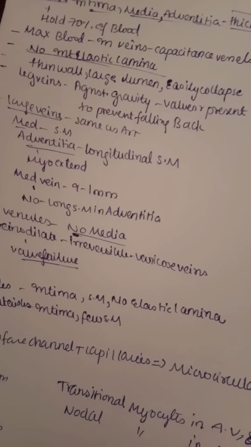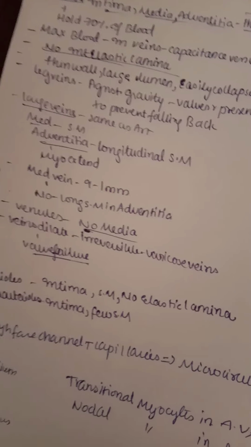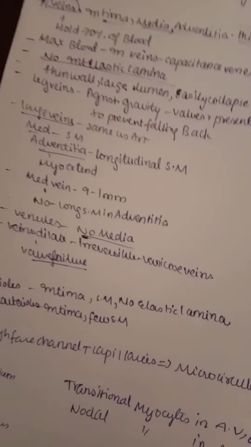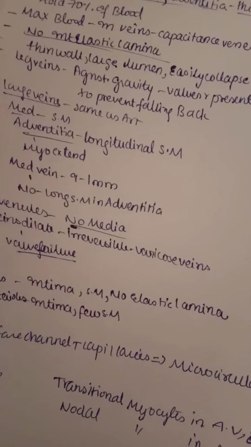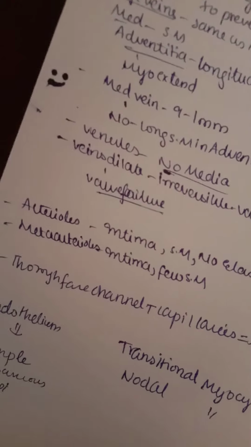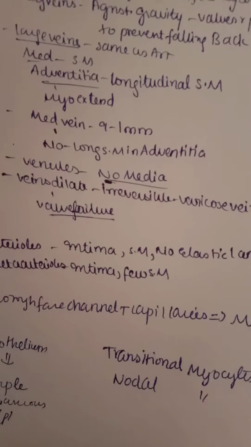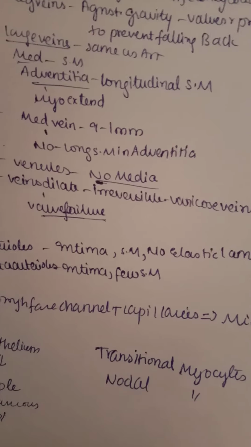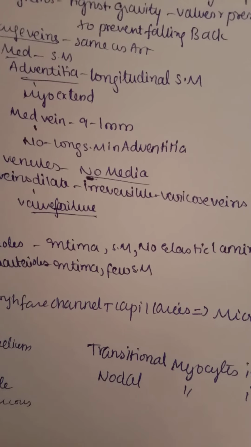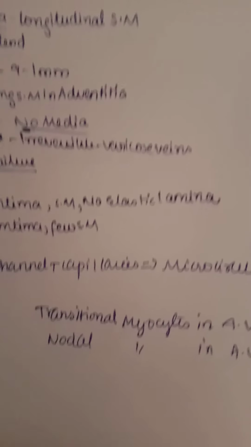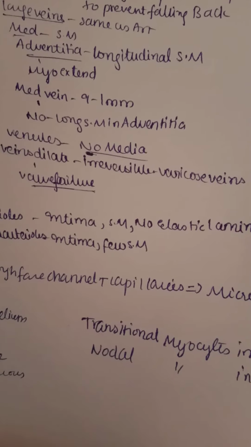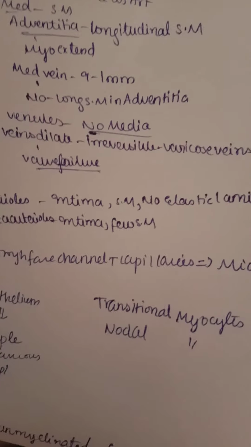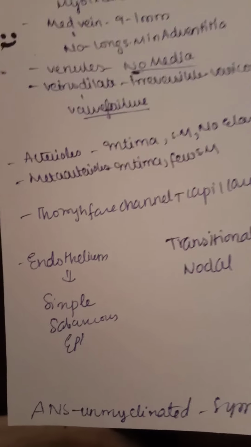And large veins are the same as arteries because their media also contains smooth muscles, and their adventitia contains mainly longitudinal smooth muscle, and they extend up to the myocardium. And next, medium size veins are 9 to 10 millimeter, and there is no longitudinal smooth muscle in the adventitia, and the venules do not have any prominent media. And when the veins dilate irreversibly, then it is known as varicose veins. And the varicose vein is mainly due to valve failure.